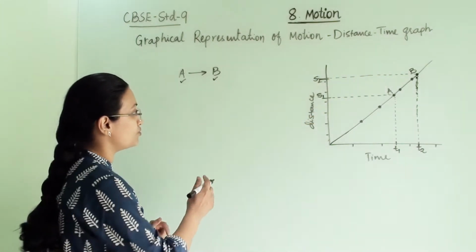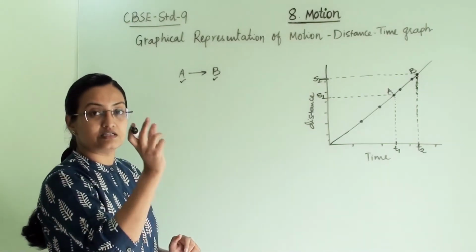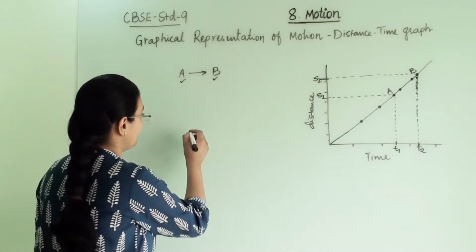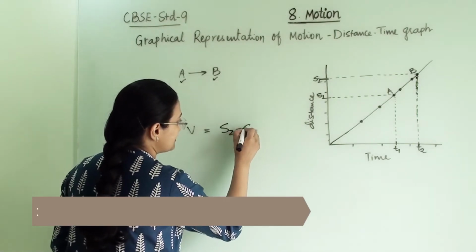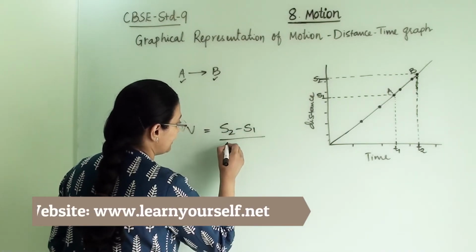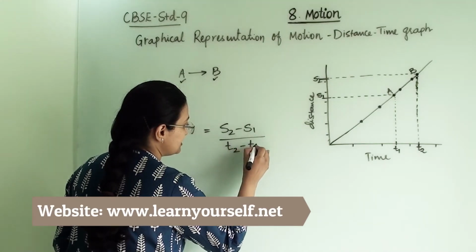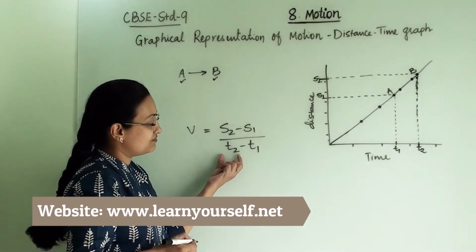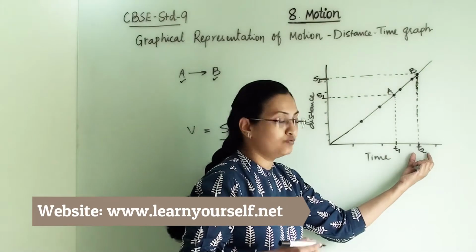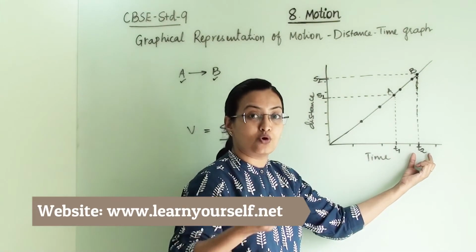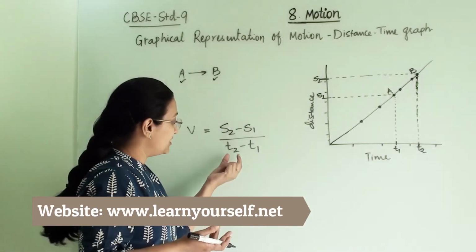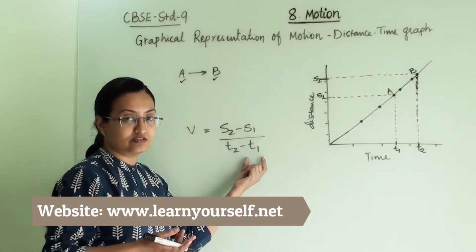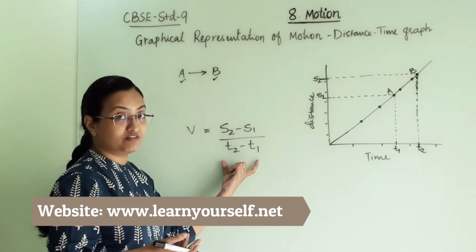So if we want to find out this distance and this time gap, then V equals S2 minus S1 divided by T2 minus T1. Now why have we written T2 earlier? Because T2 is the larger time, that number is more. So in T2 minus T1, we always subtract the smaller number from the bigger number. So this is going to be our equation.